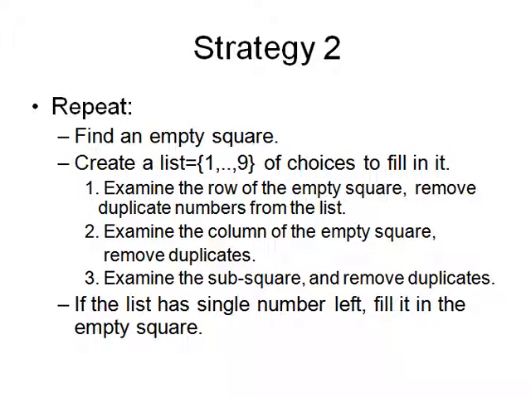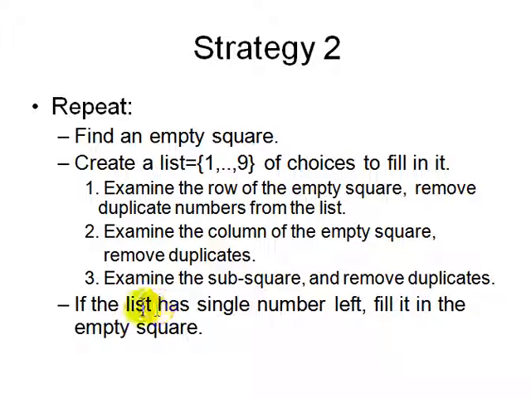Secondly, if there are two or more numbers missing in a row, column or subsquare, you need a better strategy. So what we'll do is find an empty square and then make a list of numbers 1 to 9. Then examine that column and that row and tick off the numbers that are present in that row or column. What is left over are the choices that you have.